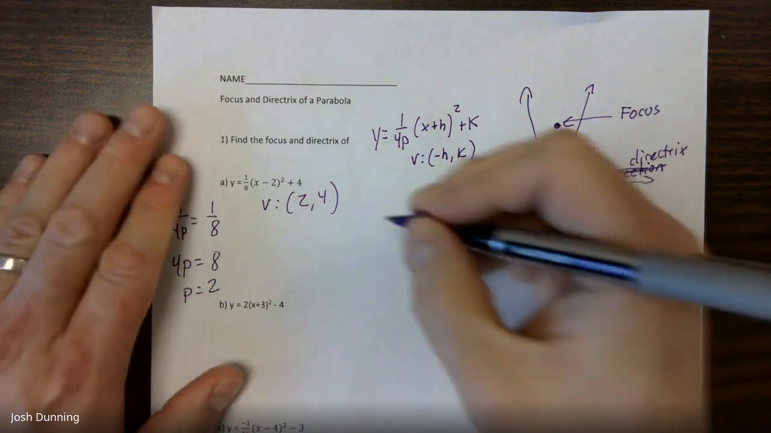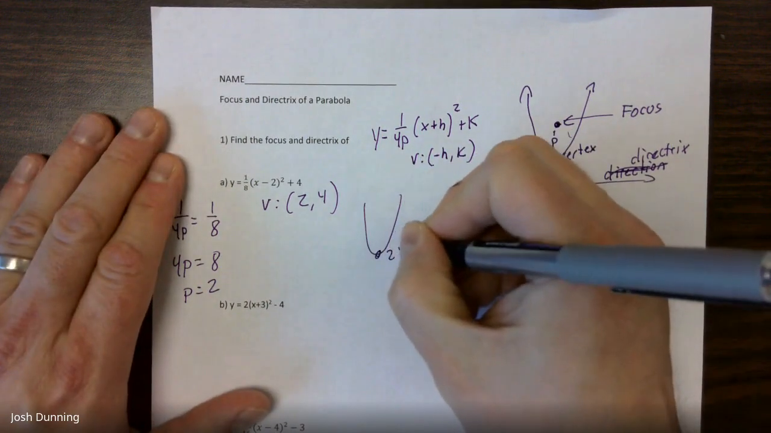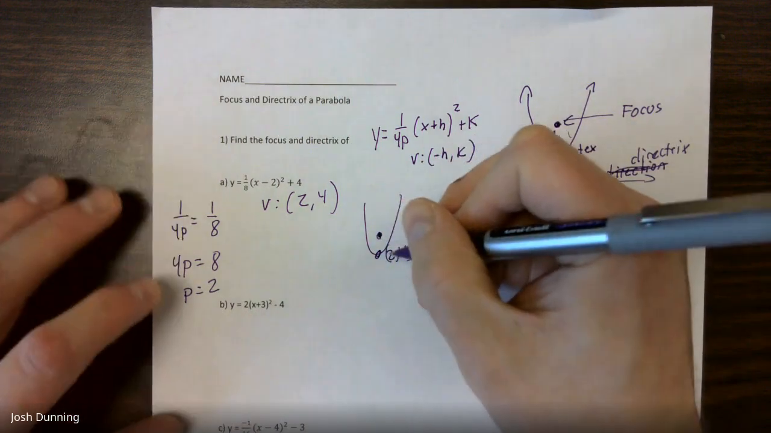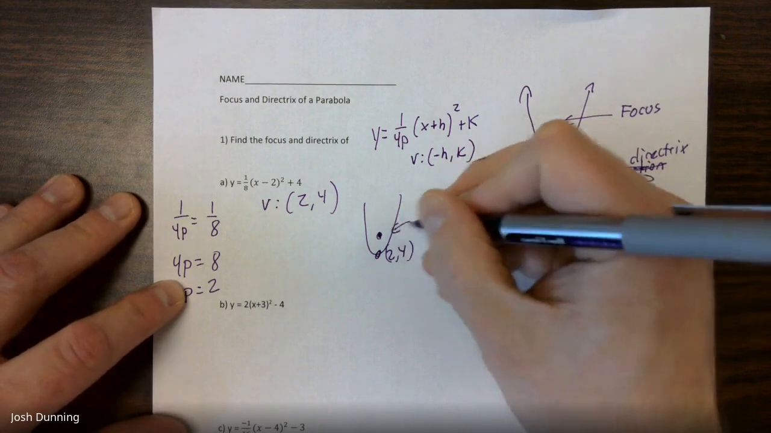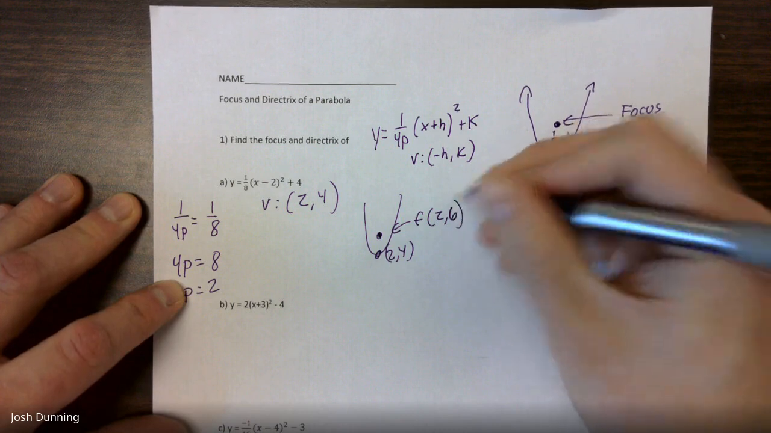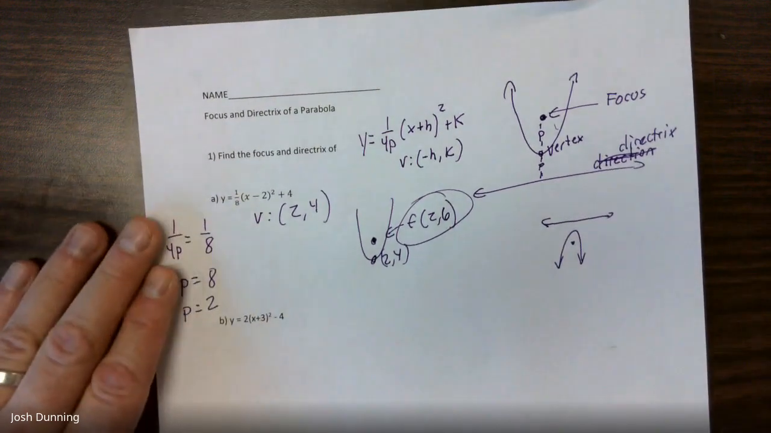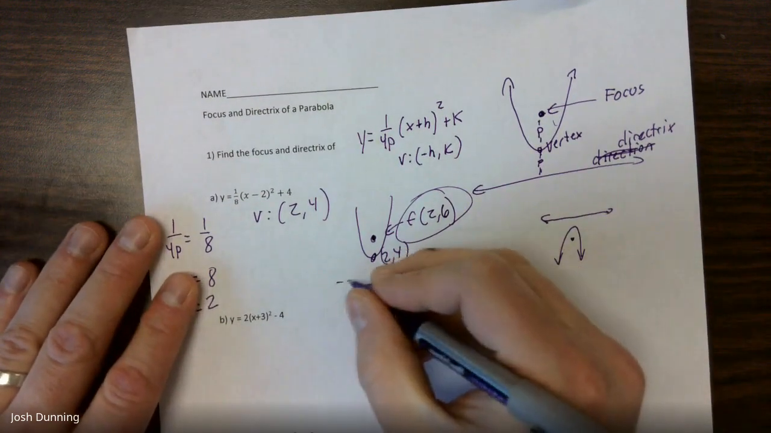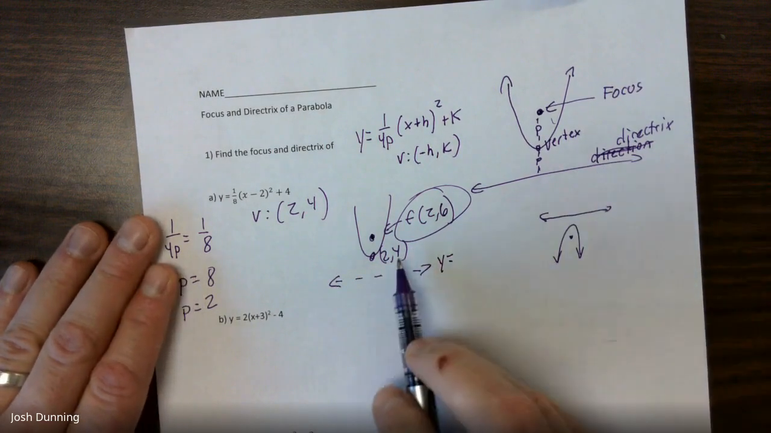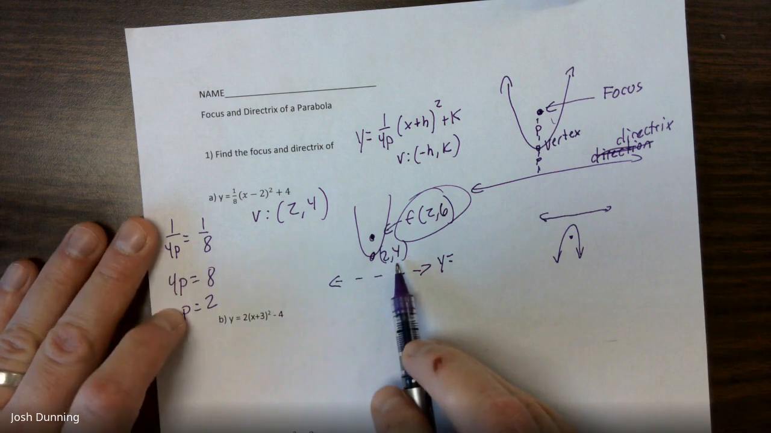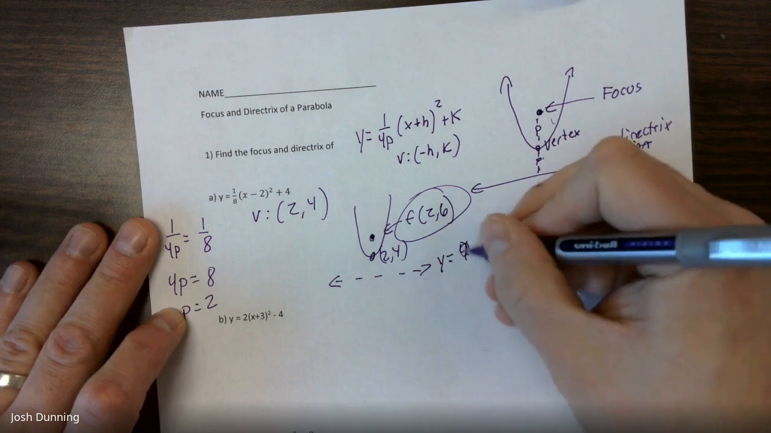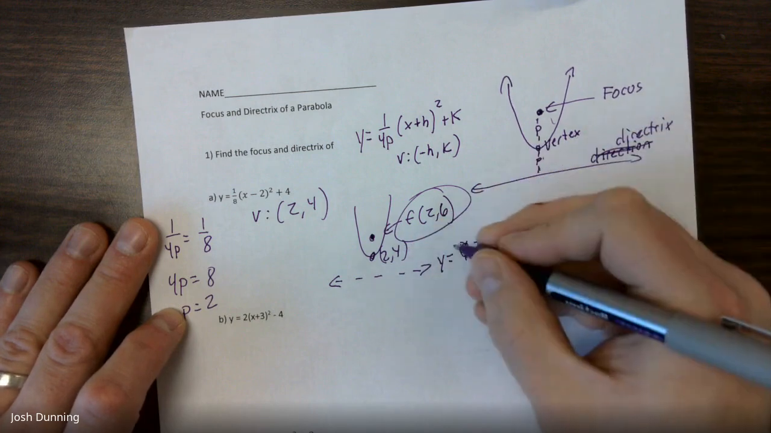So what this means, your focus then is a point that's 2 up from there. So the focus, 2 up from 2, 4, is 2, 6. There's half your answer. The directrix is a horizontal line, and we use y equals for horizontal lines, 2 down. See, both of these distances are p. So, 2 down from 4 is 2.